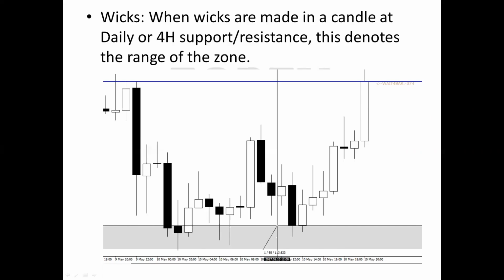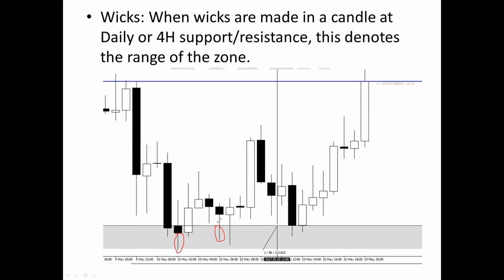So wicks at daily or 4-hour support resistance denote the range of the zone, right? So I have this chart over here. Let's have some fun with this chart. This is your support. Now, I've measured this support zone. This is the 4-hour chart, and you see this wick, okay? And then you see this wick, right?